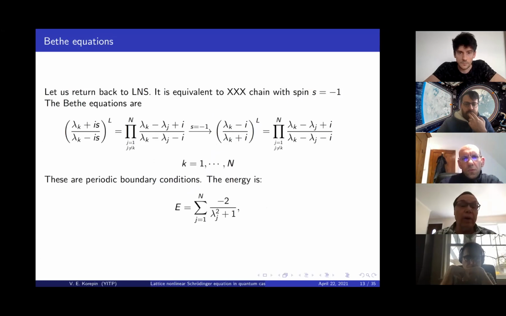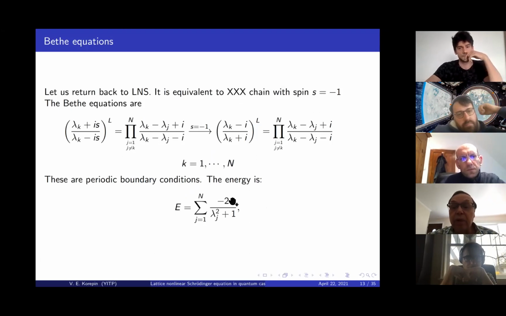So let's return back to the lattice nonlinear Schrödinger. The lattice nonlinear Schrödinger has a Bethe ansatz equation. This is the Bethe ansatz equation, which looks exactly like XXX with spin -1. So this is just general spin, and here we substitute -1. This is a system of equations, so many equations, and that's the energy of that Hamiltonian. And here I am supposed to substitute the solution of this equation.